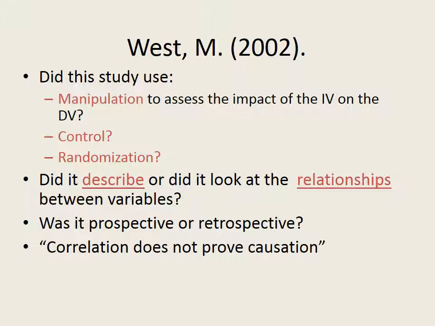So the big thing here is that you always have to remember, because as a student, and especially as a research student, I would want to do my independent variable, my dependent variable, and then I also wanted to look at correlation, but you can't do that. It's one or the other, because correlation does not prove causation.